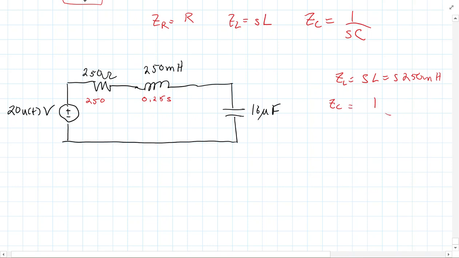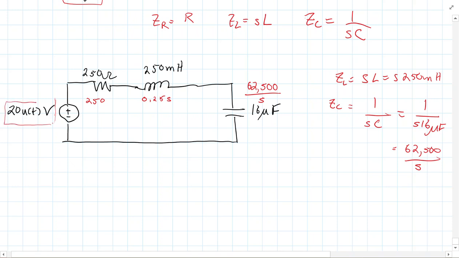And then the 16 microfarad capacitor is one where we have to do a little bit of work. This would be 1 over S times C, which would be 1 over S times 16 microfarad. If you do that, it gives you a pretty big number: 62,500 over S. So I'll have here 62,500 over S.